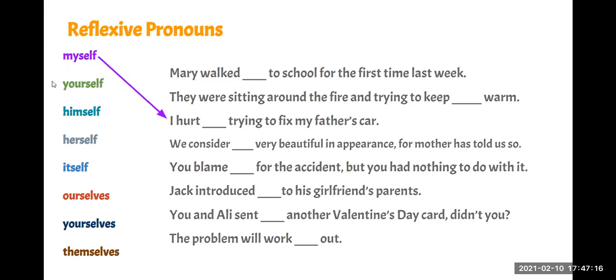Let's go with the next one, yourself. You blame yourself for the accident, but you had nothing to do with it. Yes, you blame yourself, right? Himself. Jack introduced himself to his girlfriend's parents. Very good. Jack introduced himself. Herself. Mary walked herself to school for the first time last week. Very good. Mary walked herself, right? Itself.